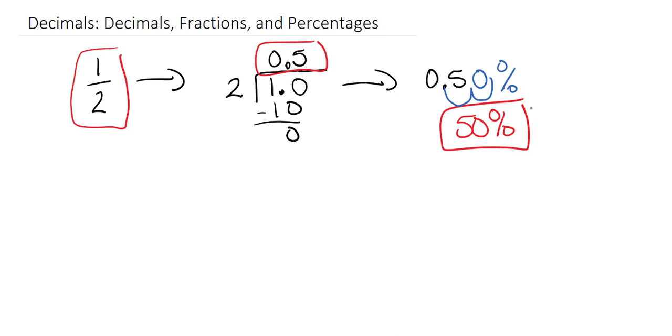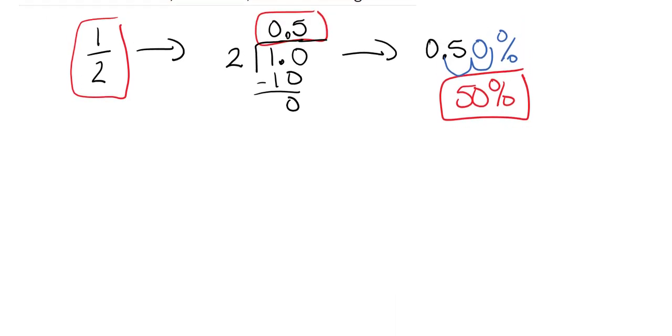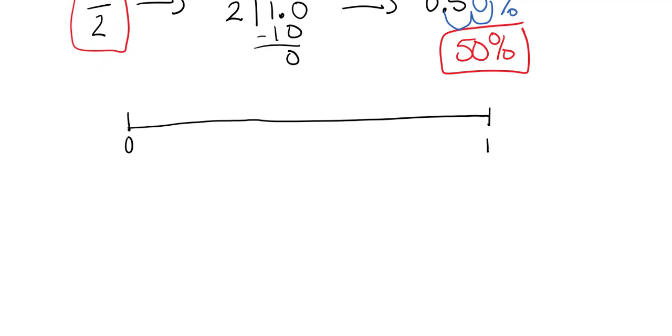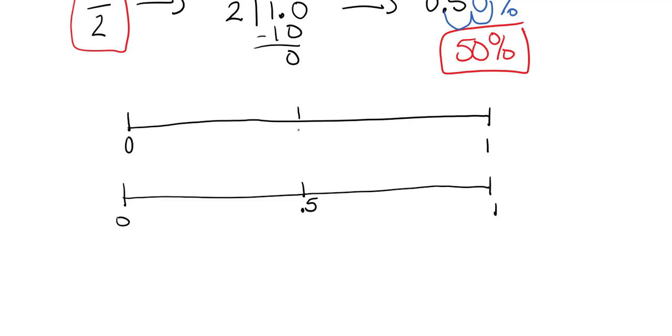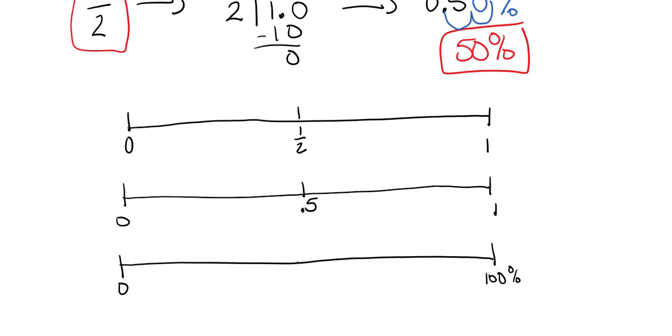But let's go over this so that we can show 1/2. Well, if we were to draw a number line, and we have 0 to 1. And then let's do also another number line, 0 to 1 for our decimal. We'll put 0.5 in the middle. This will be 1/2. And then we go 0 to 100% with 50% in the middle.